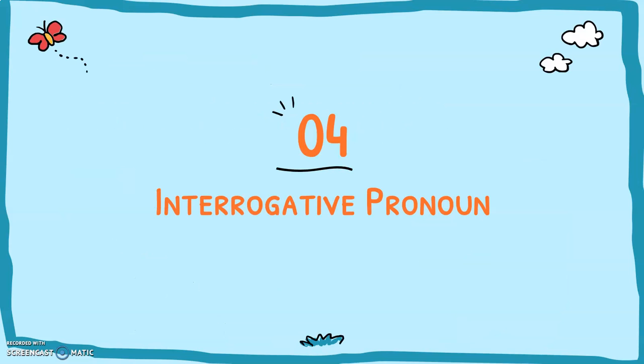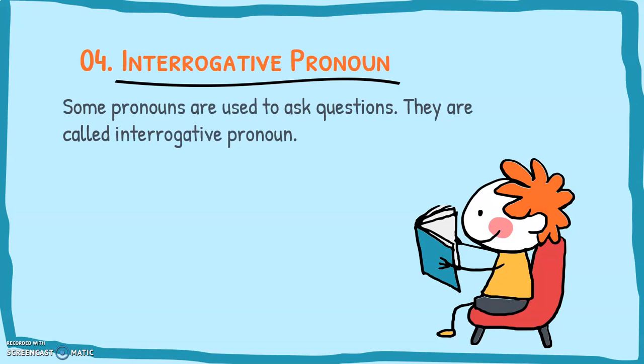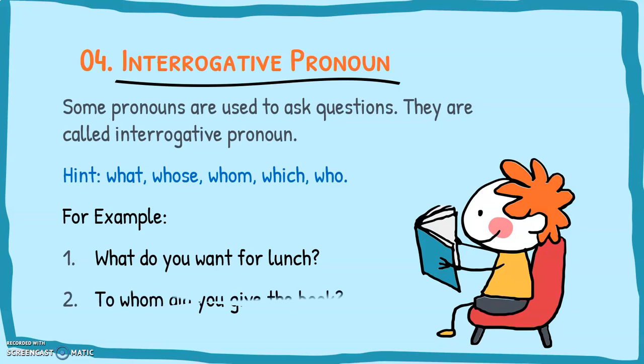Next type is interrogative pronoun. Now what is an interrogative pronoun? Some pronouns are used to ask questions. They are called interrogative pronouns. The hint words are again the same as the relative pronoun, that is what, whose, whom, which, and who. For example, let's see the first example. What do you want for lunch? And second example is, to whom did you give the book?